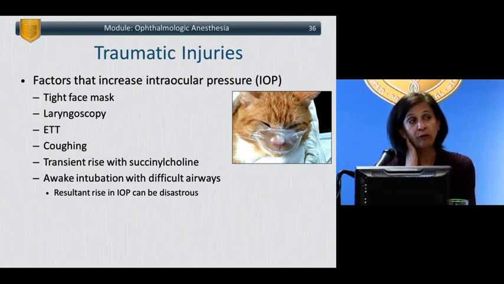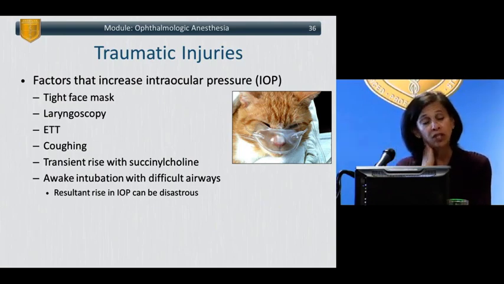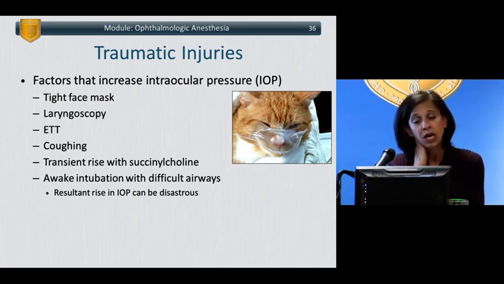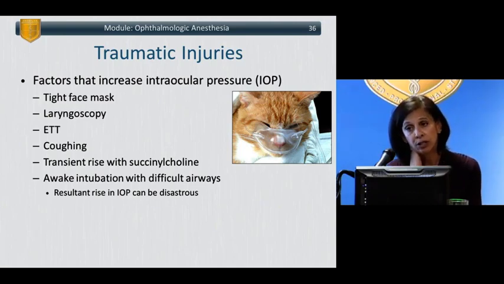Obviously, if you have a patient who you've avoided muscle relaxants on or not given a small amount of drug, and the patient coughs, or they're challenging and difficult to get a tube in, or they go into laryngospasm, that is going to increase your intraocular pressure significantly more and for significantly longer compared to simply using succinylcholine.